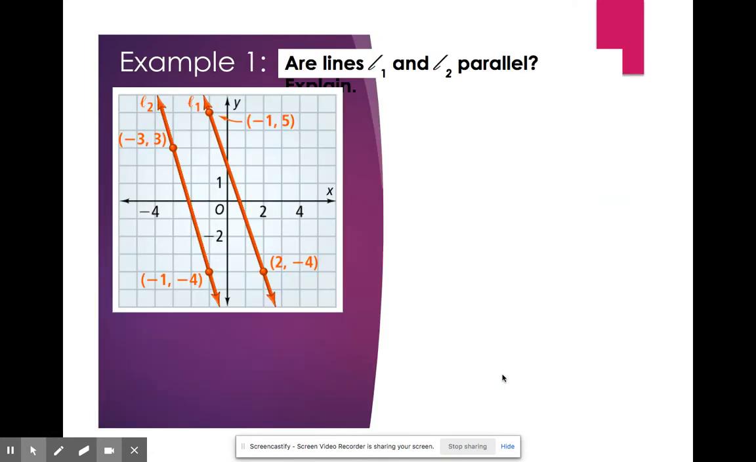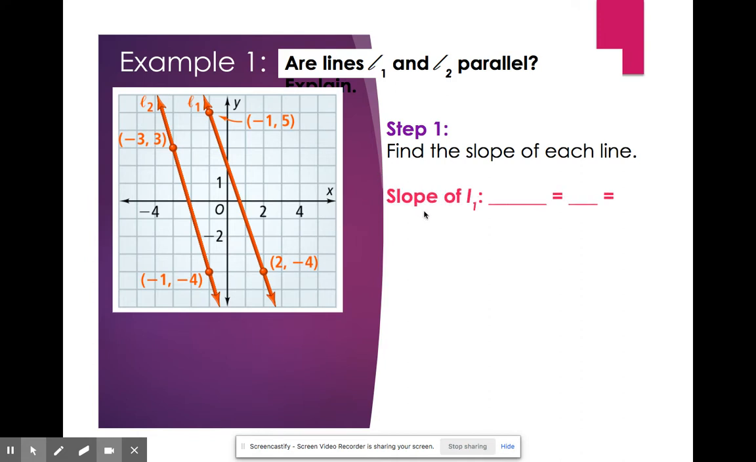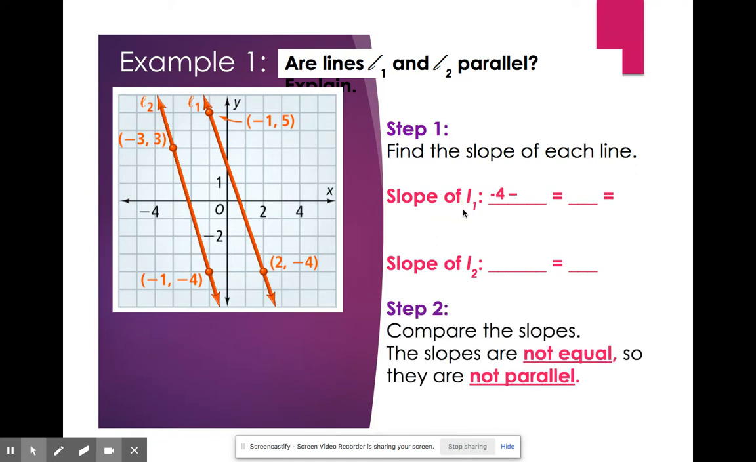Okay, let's look at this first example. Are lines L1 and L2 parallel? Let's check. Step 1, find the slopes of each line. So for line 1, let's use the slope formula. y2 is -4 minus y1, which is 5, over x2, which is 2, minus x1, which is -1. You will get -9 over 3, and we can reduce that down to -3.